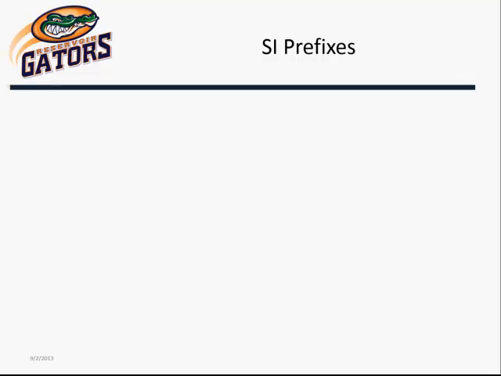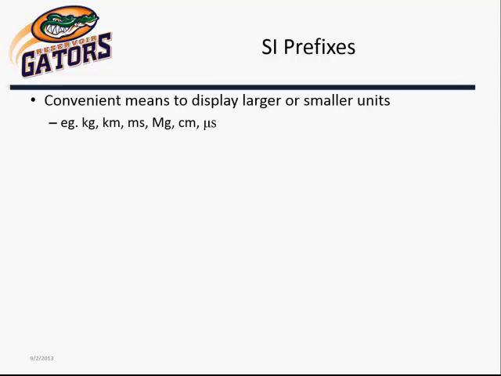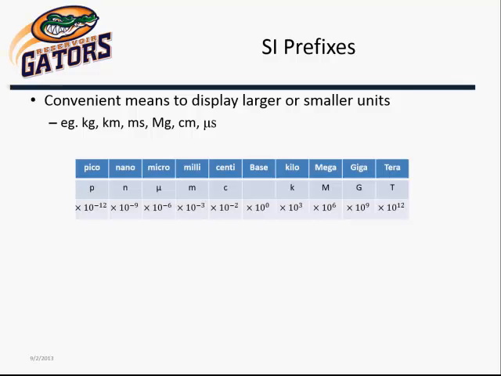Welcome back. Now we're going to talk about SI prefixes. We use those prefixes as a way of displaying larger or smaller units without needing to use scientific notation. For example, some of the units that you might see are kilograms, kilometers, milliseconds, megagrams, centimeters, or microseconds. So, here's a table that shows the name of the prefix, the symbol for the prefix, and its scientific notation, base, and exponent.